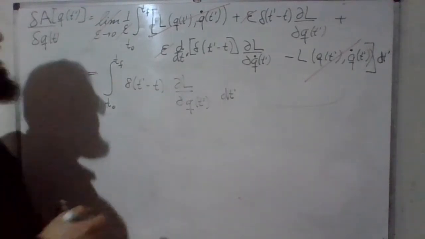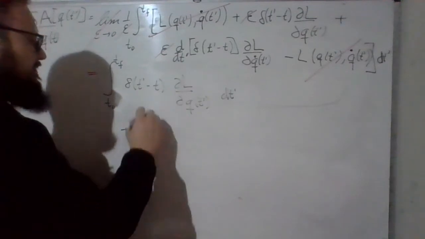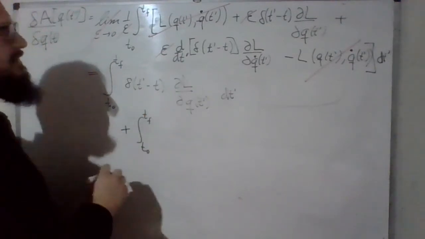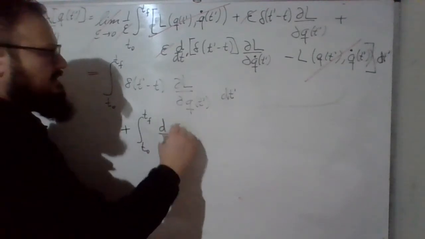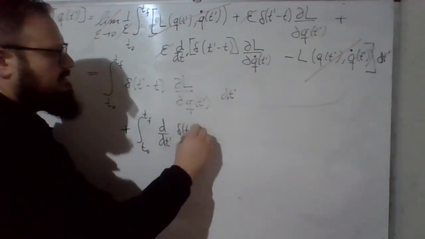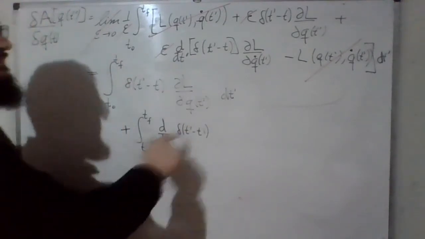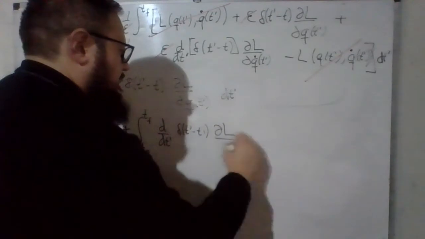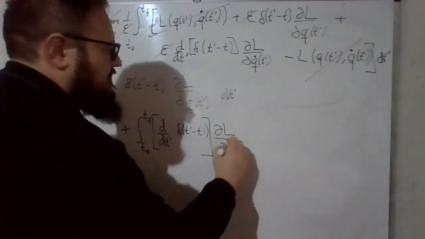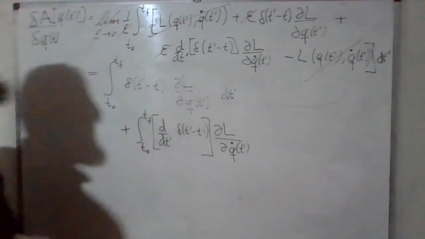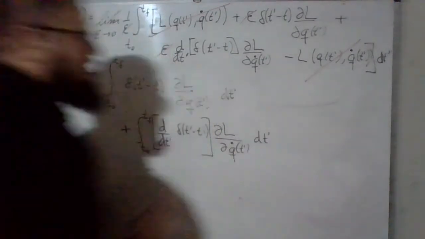But there is another factor plus integral from t naught to the t final, the time derivative of the Dirac delta, okay, the derivative, times dl dq dot evaluated at t prime and integrated over dt prime here.